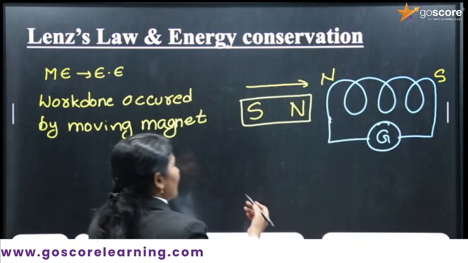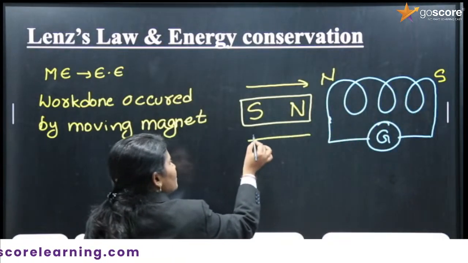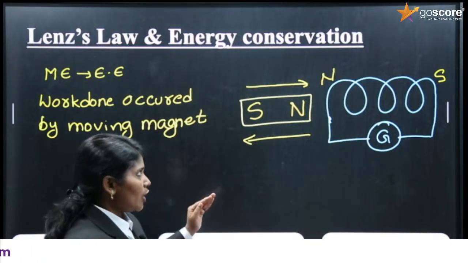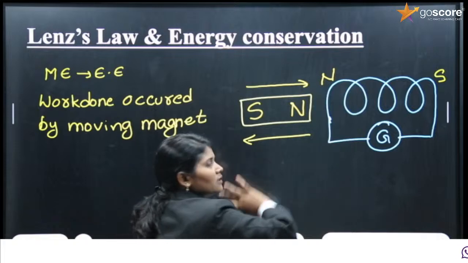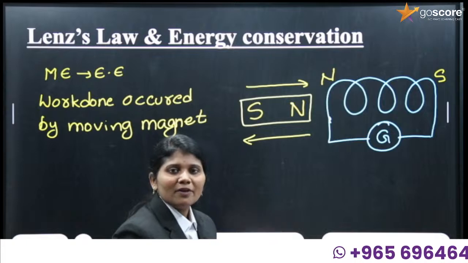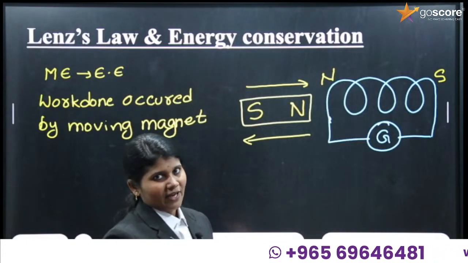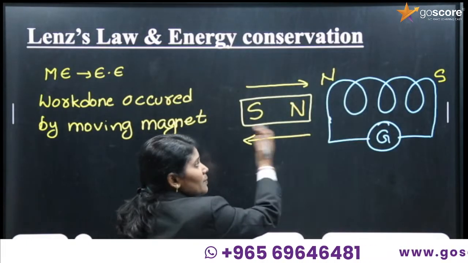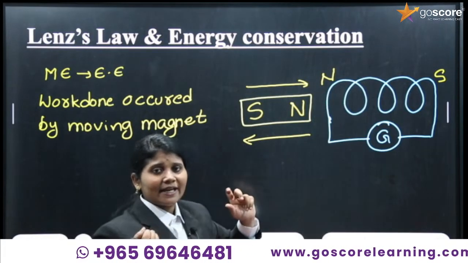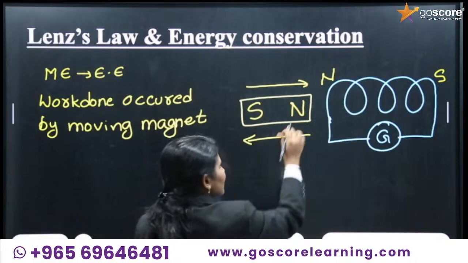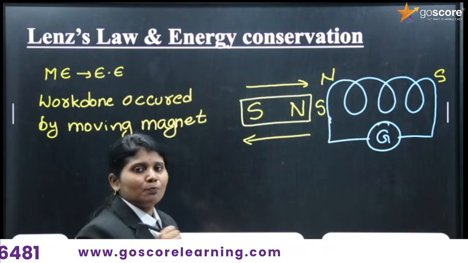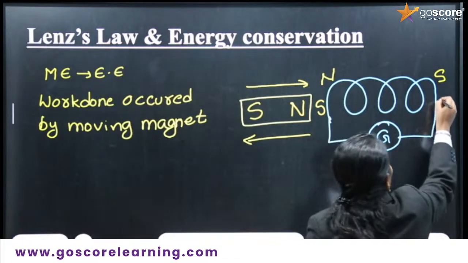Now I am taking the magnet away from the coil. Then what is happening here? Change in flux is there. Then EMF is inducing, and EMF is opposing the change in magnetic flux. Away from the coil, what will the EMF do here? Attract. Attract means here north pole is there, so which pole will be induced? South pole here, north pole here.